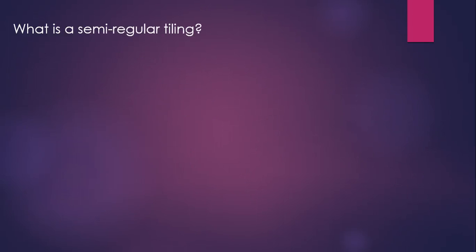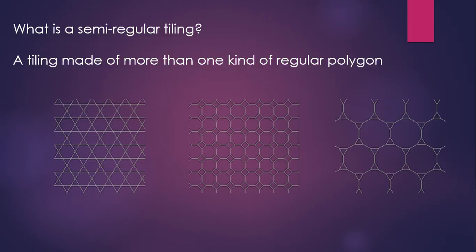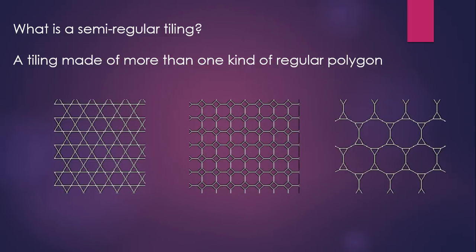What is a semi-regular tiling? That's a tiling made up of more than one kind of regular polygon. Here's a few examples of semi-regular tilings. You'll see that in each case we have a tiling that's made up of more than one polygon, but the polygons are regular polygons.